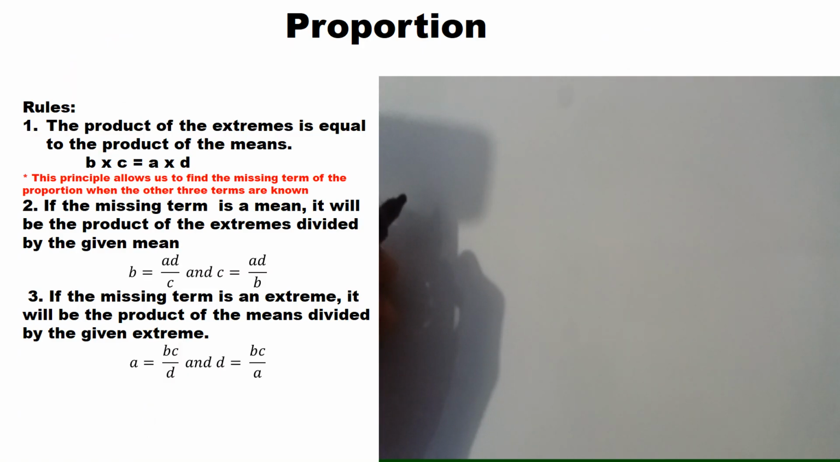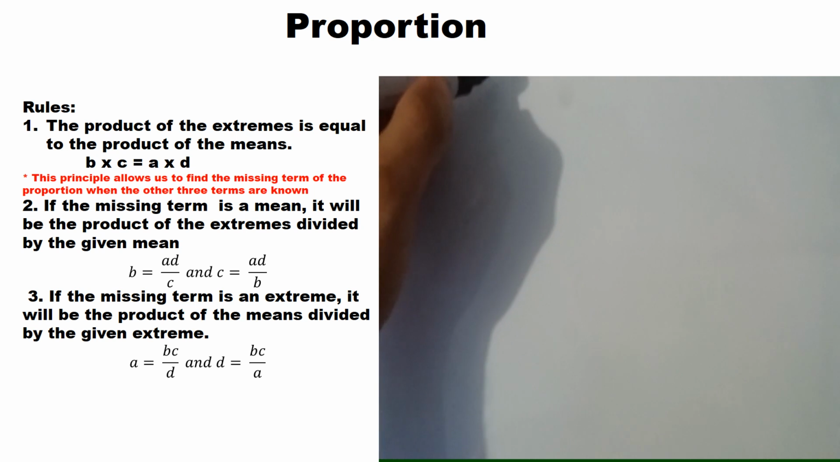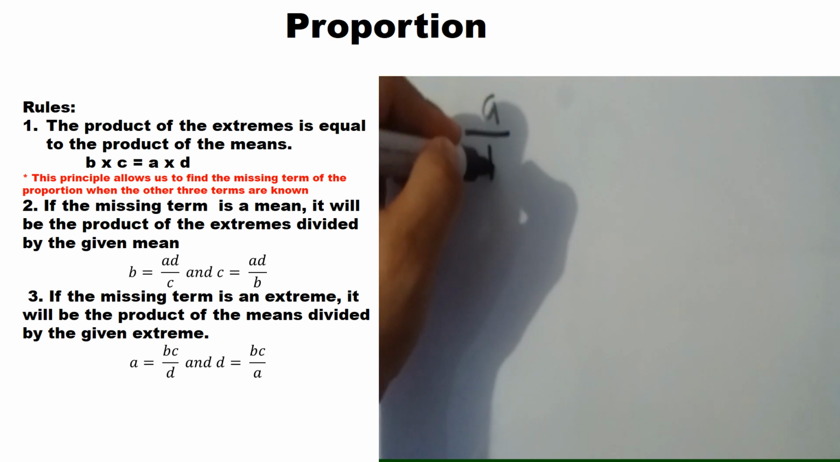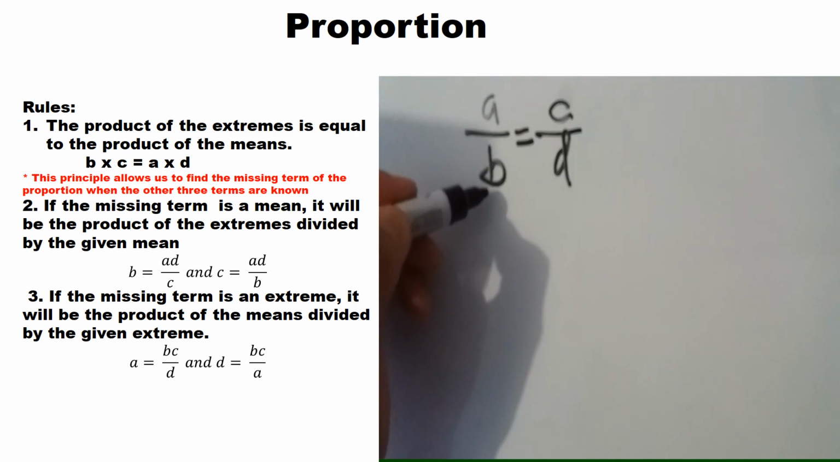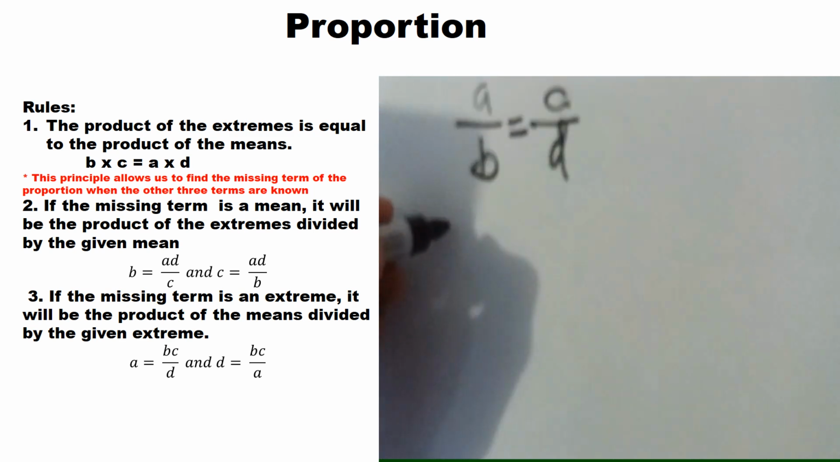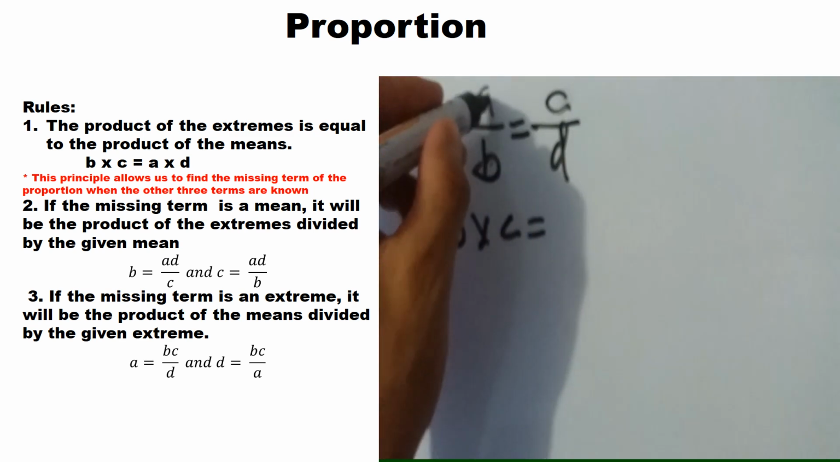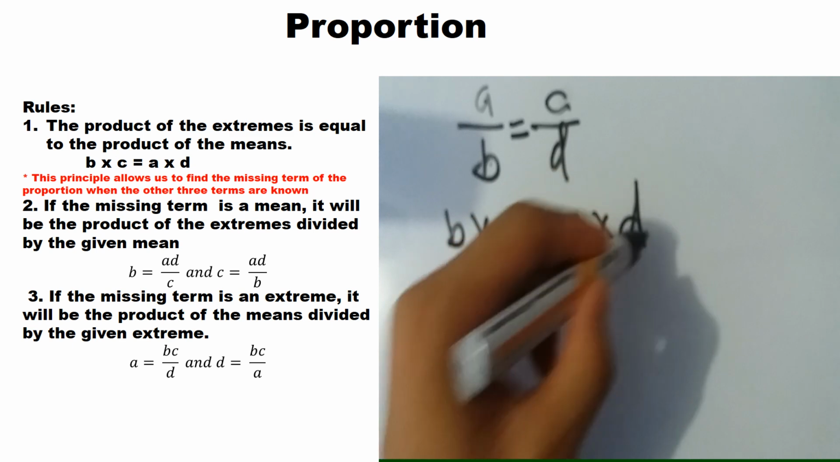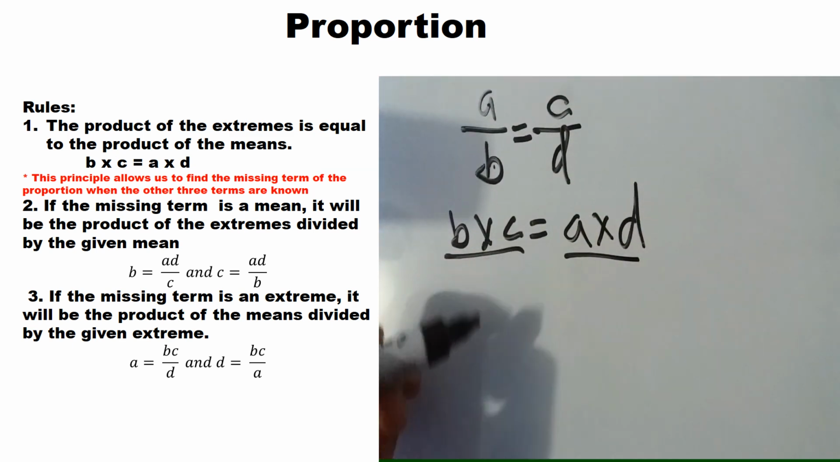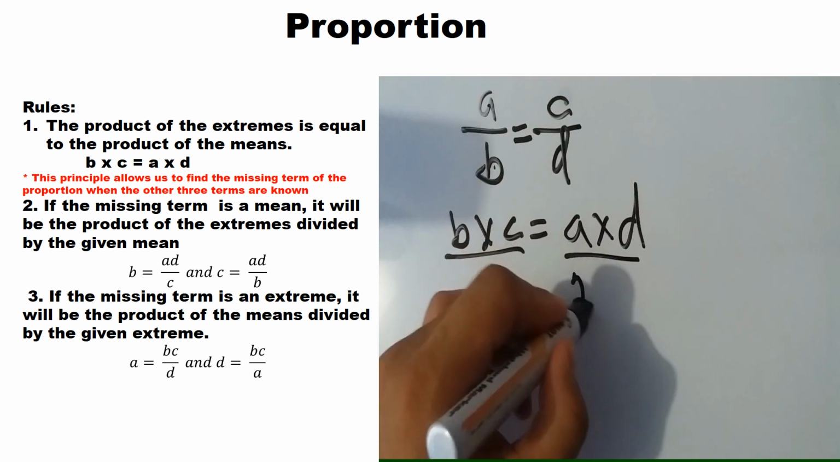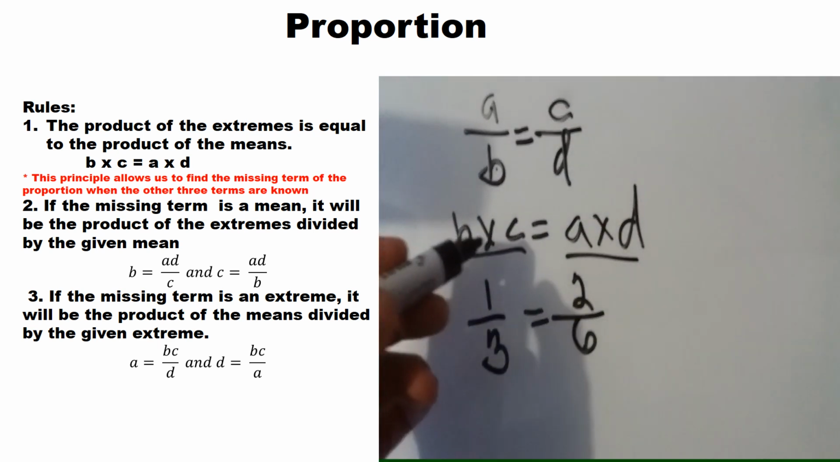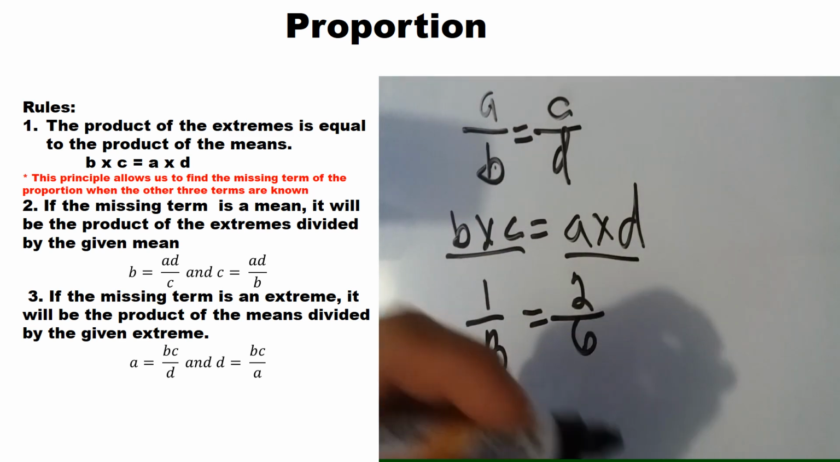So here are the rules for proportion. The first rule is the product of the extremes is equal to the product of the means. Let's say here, this would be your proportion, two ratios, A over B equals C over D. Your means here are B and C. So B times C equals the extremes, which is A times D. The two products should be equivalent to each other. So for example, you have 1 over 3 equals 2 over 6. Each product should be the same as the other.